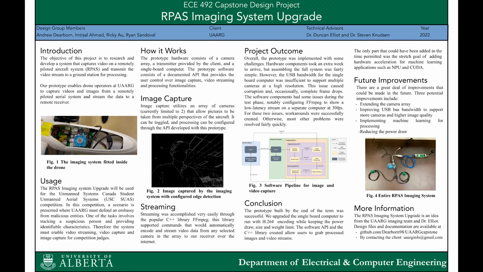So our prototype has end-to-end data transmission between the camera and the ground station. This will enable the ground operators to capture videos and images from a remotely piloted aerial system and stream data to the ground from multiple cameras, as well as having the ability to control camera properties such as brightness, contrast, and hue, and having access to custom image processing, which will further help them find a human during the course of the competition. So now our group would like to give you a demo of our imaging system upgrade.